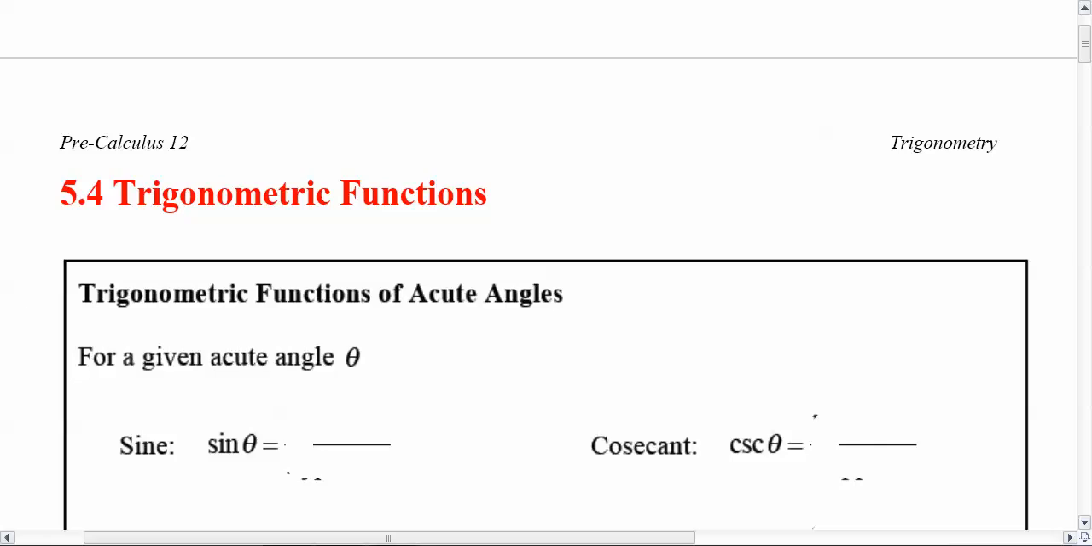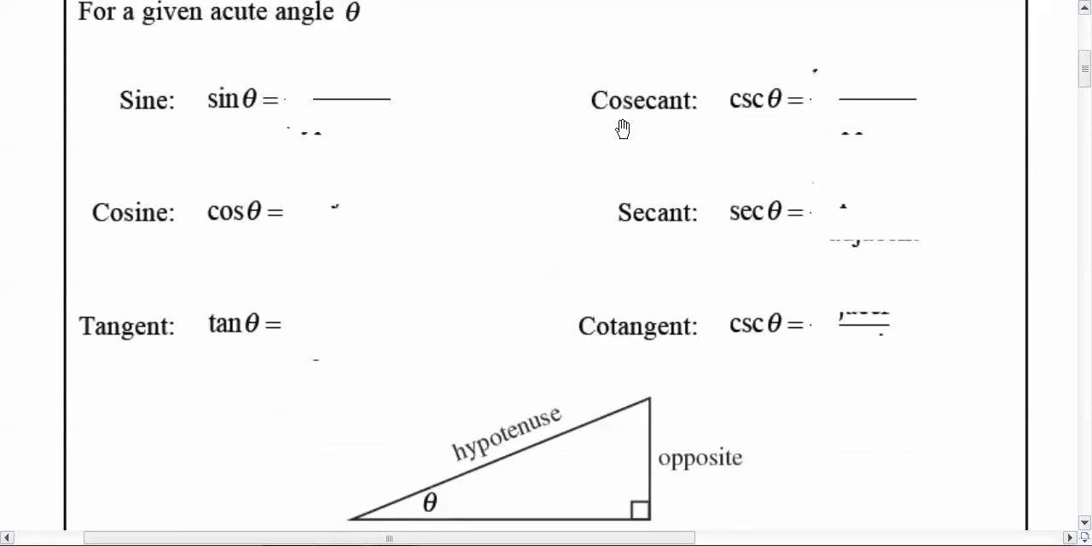Welcome again to Pre-Calculus 12. We're looking at trigonometric functions, a review of what you learned last year. Last time we talked about sine and cosine and tangent, and we're going to add the reciprocal trig functions today. So you can fill in on your paper that sine from SOHCAHTOA.